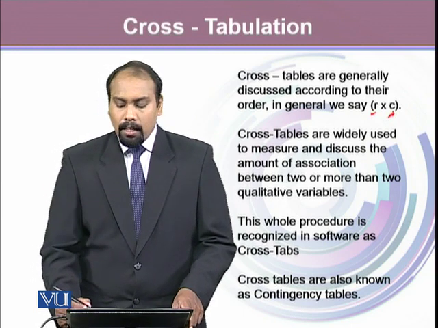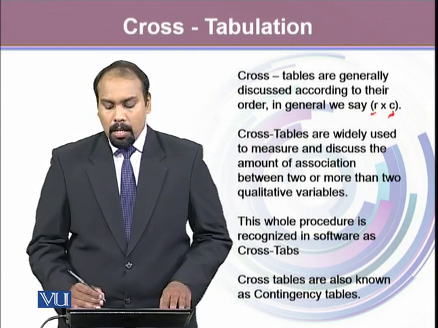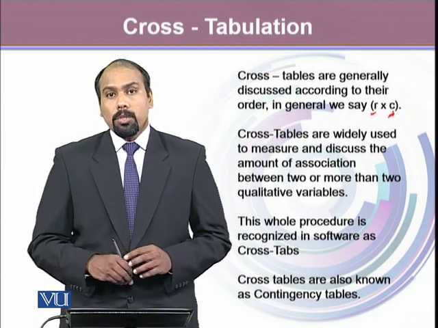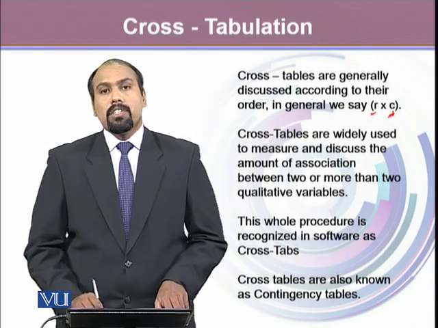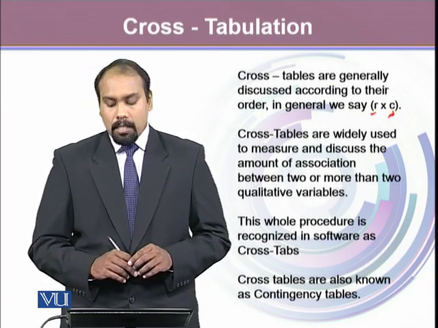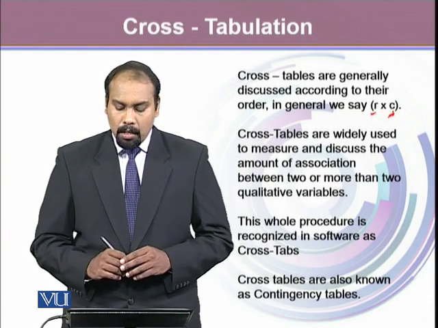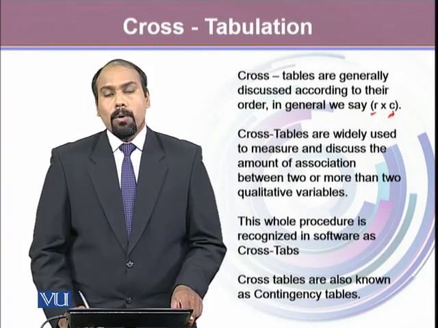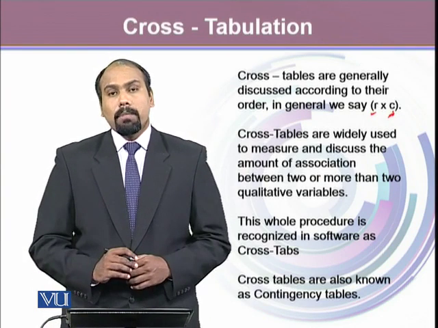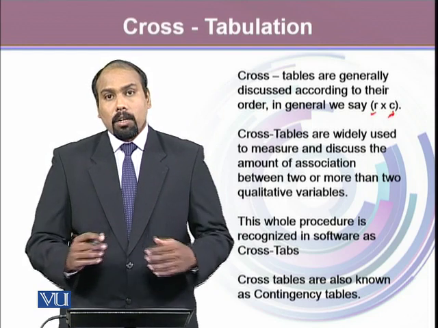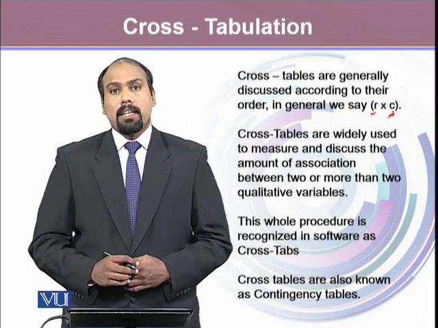Cross tables are widely used to measure and discuss the amount of association between 2 or more than 2 qualitative variables. This whole procedure is recognized in many software packages as the procedure of cross tabulations or crosstabs. Cross tables are also known as contingency tables. And when we perform the whole analysis using cross tables or contingency tables, we call it contingency table analysis.